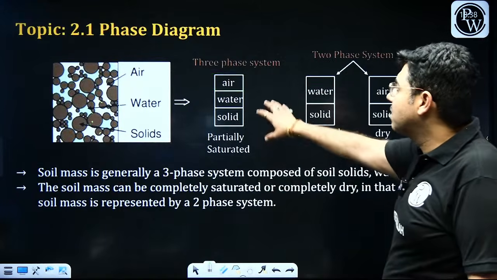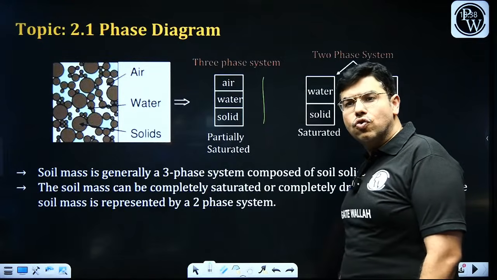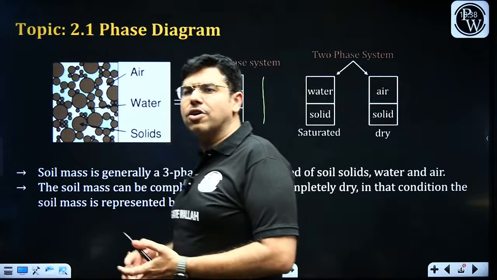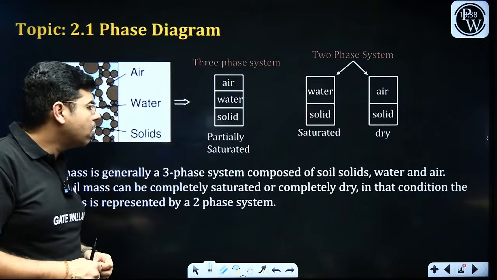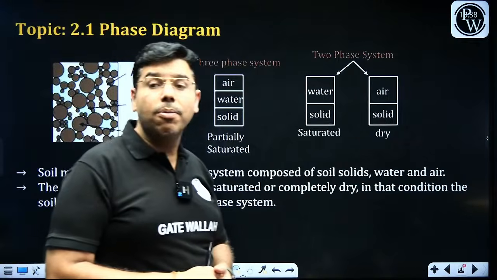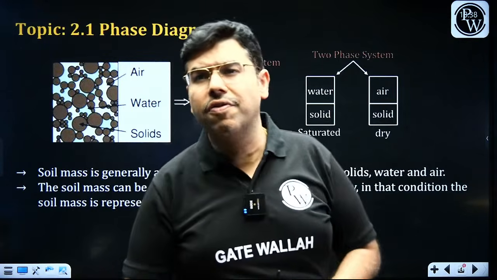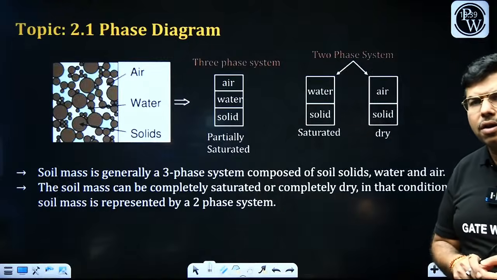So this is the three-phase system. When soil mass is partially saturated, it means all the voids are not occupied by water. In that case, we have a three-phase system in the soil mass. And what are those three phases? First phase is solid, second phase is water, and third phase is air.